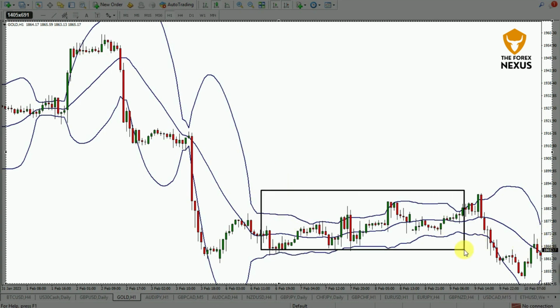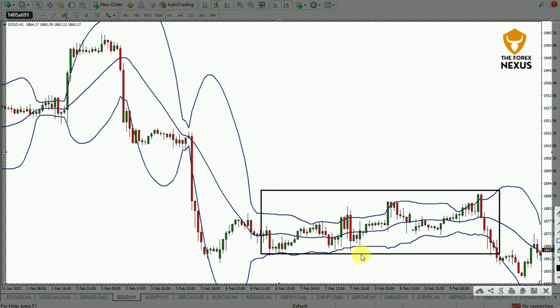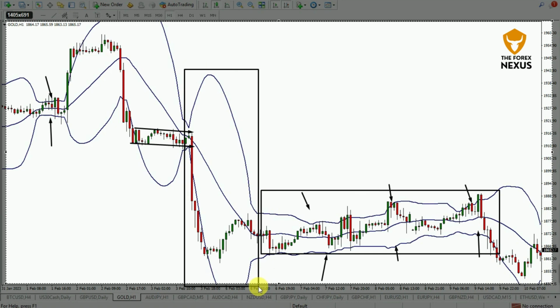This is the ranging area, you can see here. The market is moving in a specific area, getting rejection from here and here, here and here, here. Now this one is also a ranging area. Here we also got the ranging area. Now you can easily see an expansion here. This is expansion, this is also expansion.